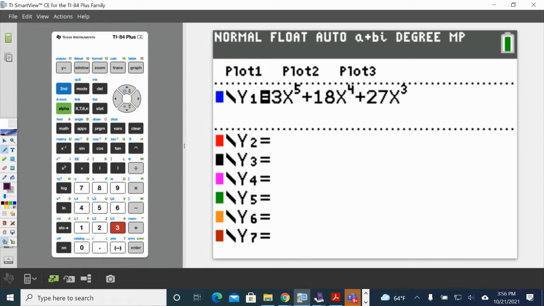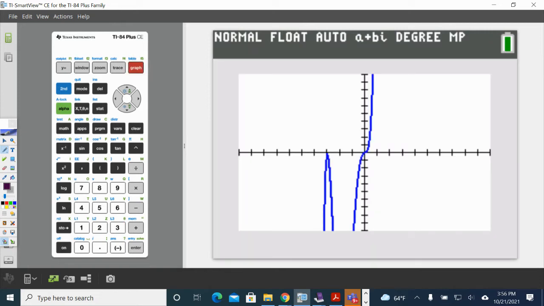The highest exponent is a 5. It's a quintic polynomial function. There should be 5 solutions. Now, will it hit the x-axis 5 times? Let's look. It does not hit the x-axis 5 times. It looks like it hits it here and here.